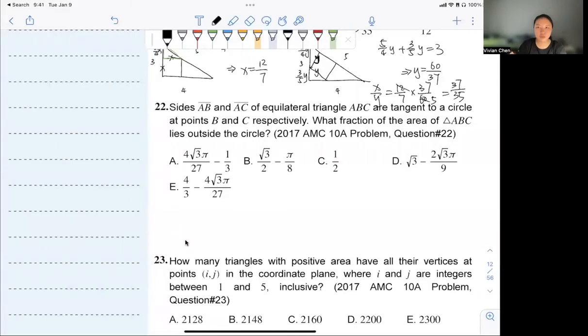Okay, now let's look at problem number 22. Sides AB and AC of equilateral triangle ABC are tangent to a circle at points B and C respectively. What fraction of the area of triangle ABC lies outside the circle?